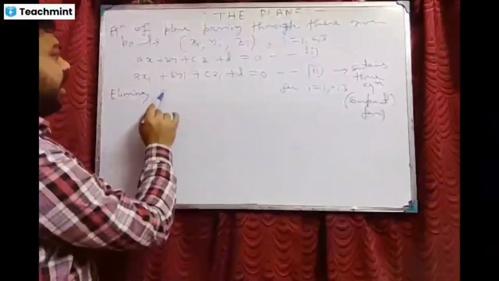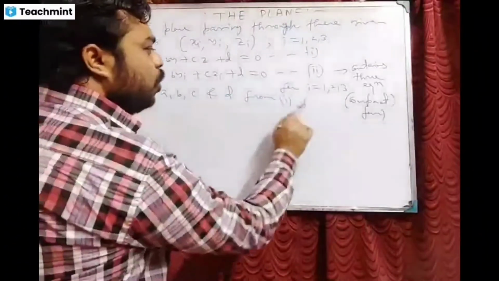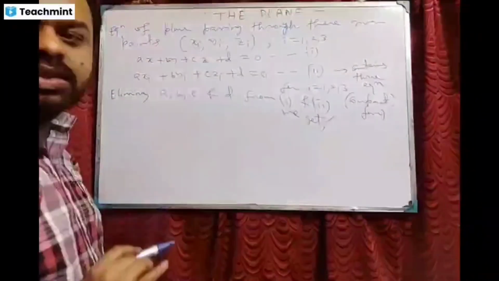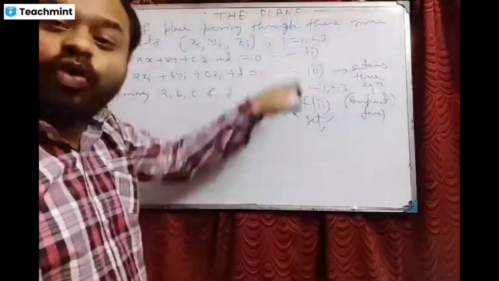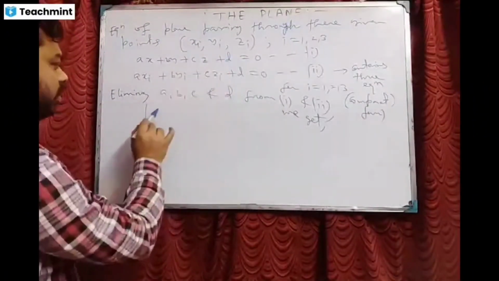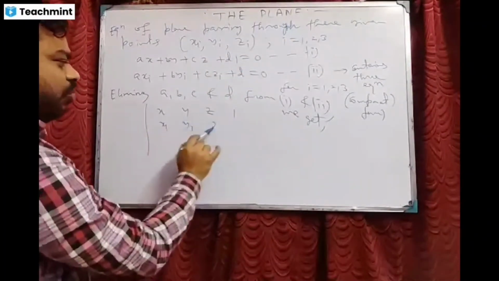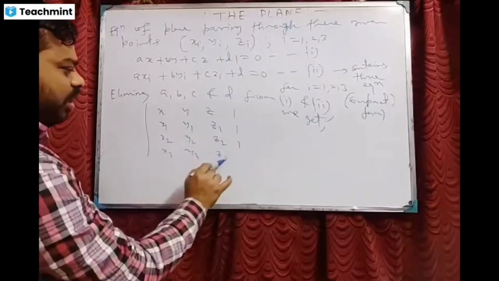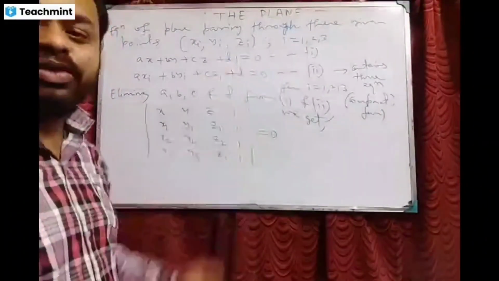So eliminating a, b, c and d from these equations: there are 4 equations and 4 unknowns a, b, c, d. If we eliminate a, b, c, d from these 4 equations, we get the determinant with rows x y z 1, x1 y1 z1 1, x2 y2 z2 1, x3 y3 z3 1, equal to 0, and this is the required equation of the plane passing through the 3 given points.